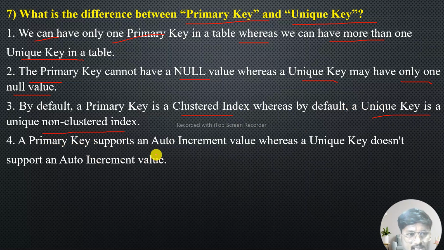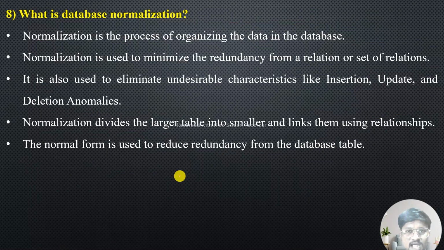Then a primary key supports auto increment value, whereas a unique key doesn't support auto increment value. So this is the basic difference between primary key and unique key.